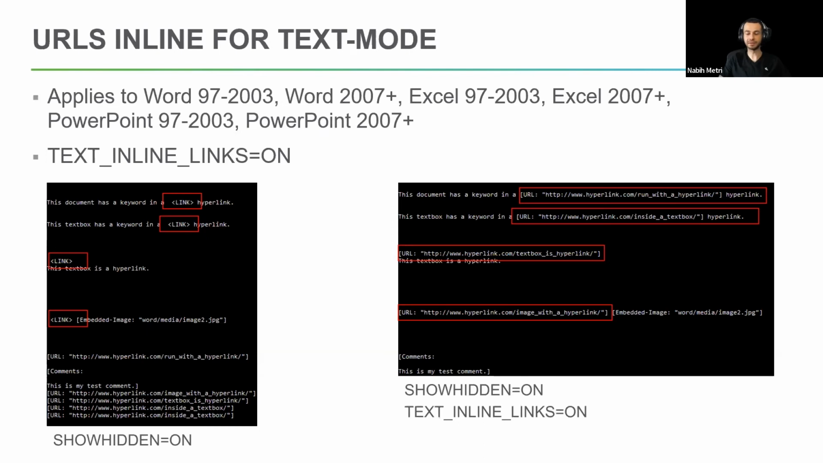The URLs inline for text mode. So we've had customers ask us to provide the URL of links in place, as in exactly where the link is actually located, instead of at the end of the document. We're now providing this for Word, Excel, and PowerPoint documents using the new Text Inline Links option. As you can see in the screenshot on the left, without the option enabled, you'll see our previous behavior where we insert the text link where the URL is located, and then place the URLs at the end of the document.